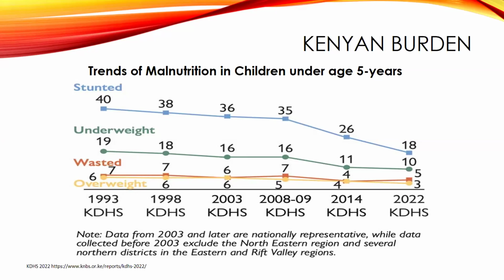Now if you look at the KDHS data for the adult population, among women aged 20 to 49, 7% are considered thin, which is underweight according to the BMI, while 45% are obese or overweight. So that is the KDHS 2022 data showing us that among women of reproductive age, that is 20 to 49 years, 45% are considered obese or overweight.